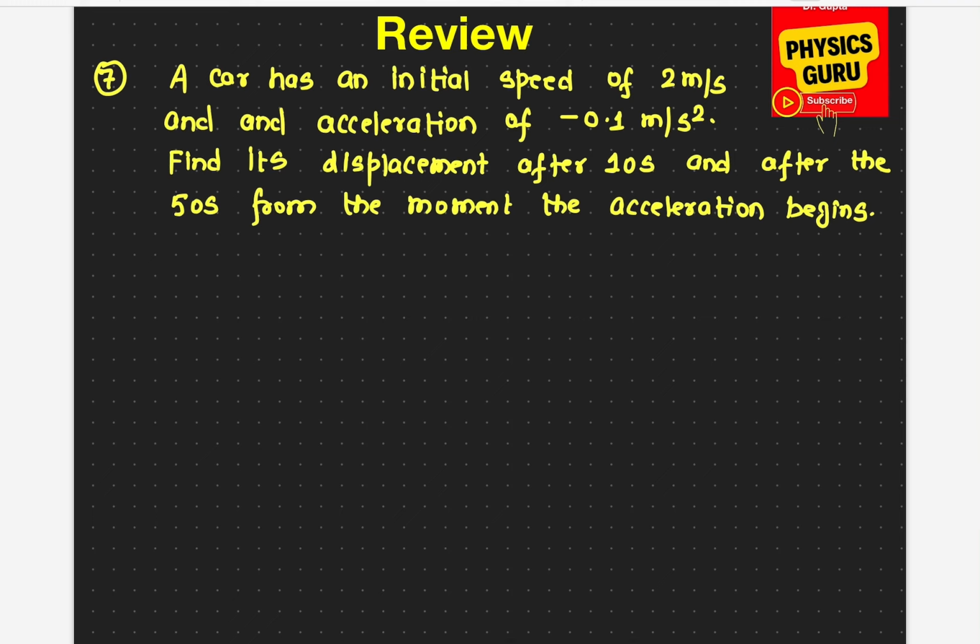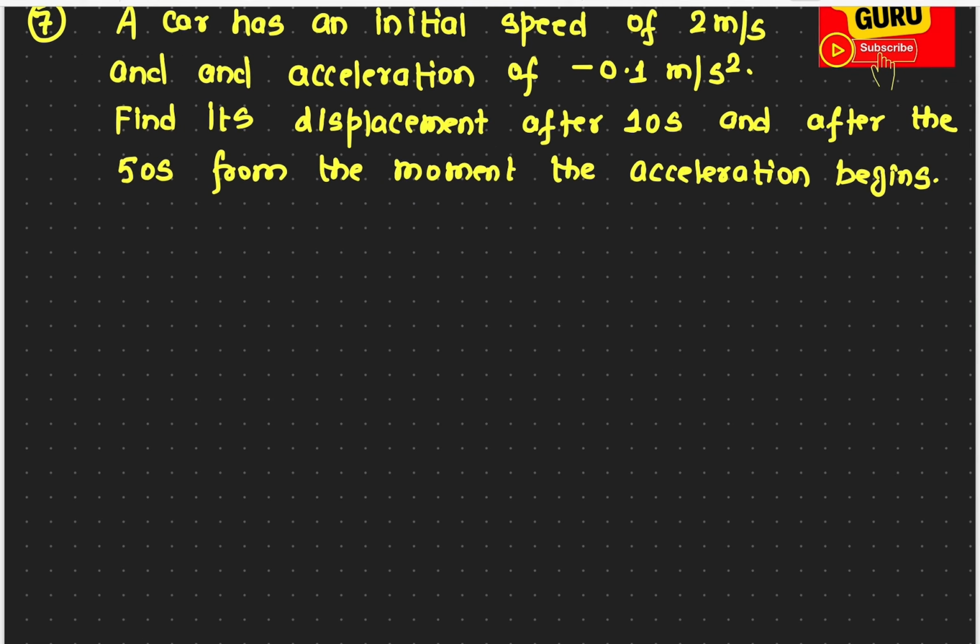In this problem, a car has its initial velocity given and an acceleration given as negative 0.1. You have to find the displacement after 10 seconds and after 50 seconds. So let's write down the given information. The initial speed Vi is given as 2 meters per second. If I have to draw, this is how the car is moving. That is the initial speed. Acceleration is negative. What does this mean? That means it is in the backward direction. That is the direction of acceleration.